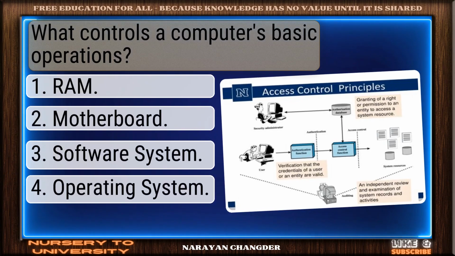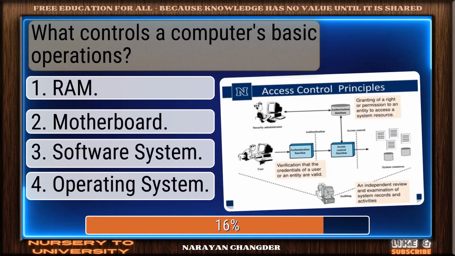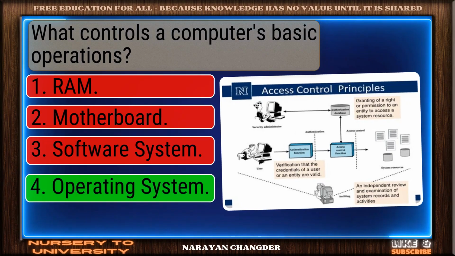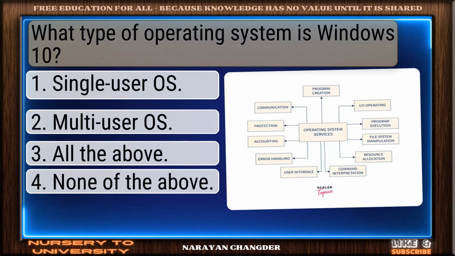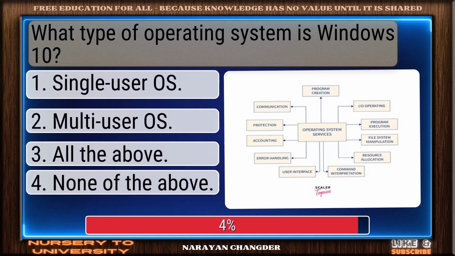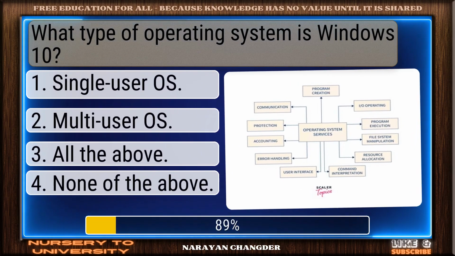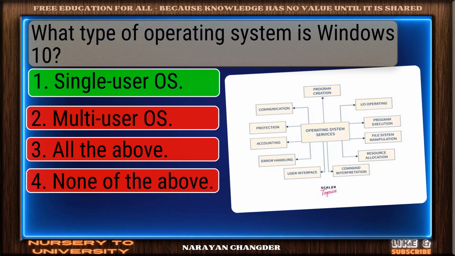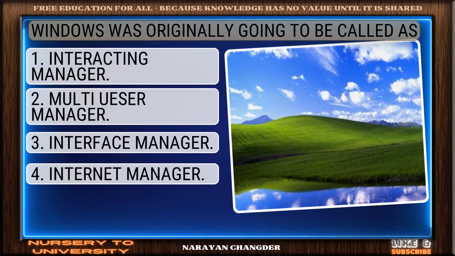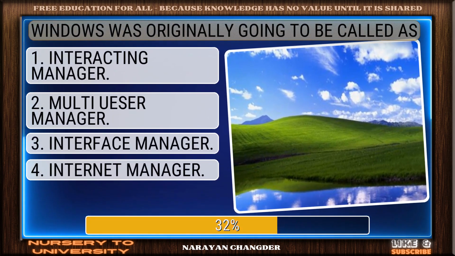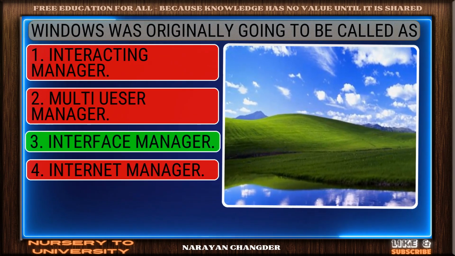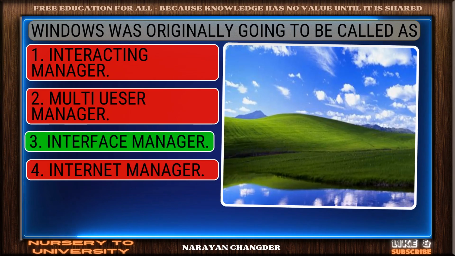What controls a computer's basic operations? Good job. Your answer operating system works well here. What type of operating system is Windows 10? Correct response. Single-user OS is the most accurate answer. Windows was originally going to be called as. Smart pick. Interface Manager is the correct choice.